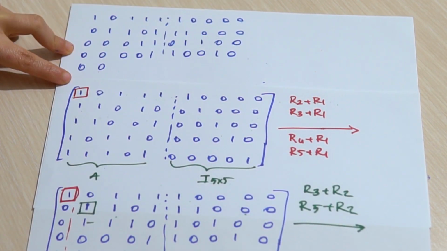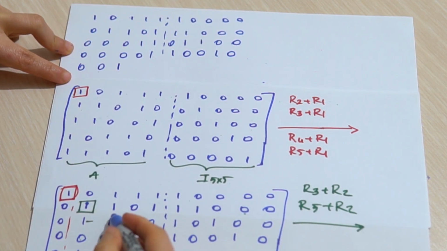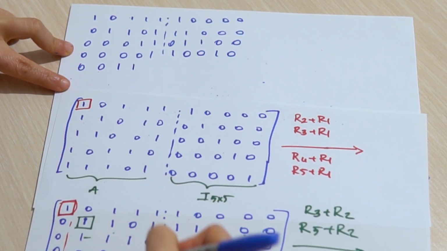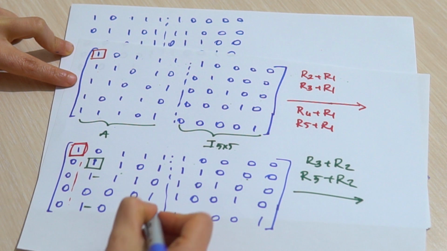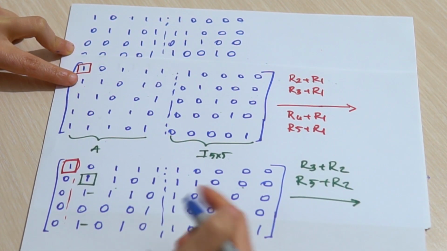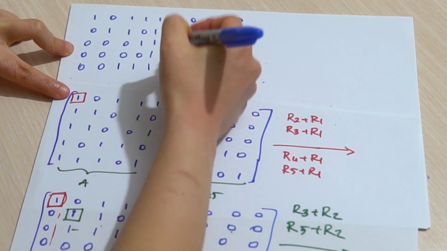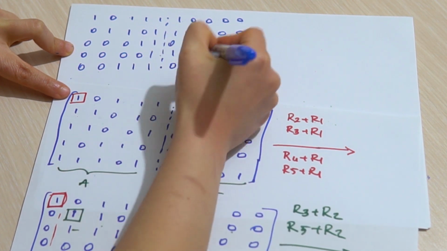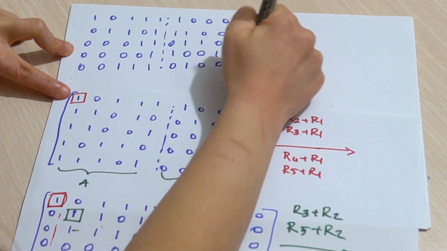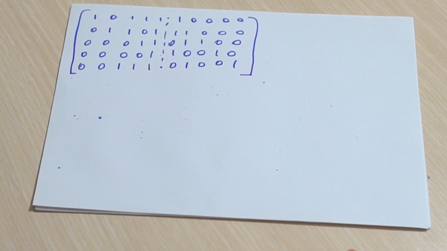And I will have 1, 0, 0, 1, 0, and 0, 0, 1. 1 plus 0 is 1, 0 plus 1 is 1, 1 plus 1 plus 0 is 1, and also I have 1 plus 1 is 0, 1 plus 0 is 1, 0, 0, 1. So this is the middle one.